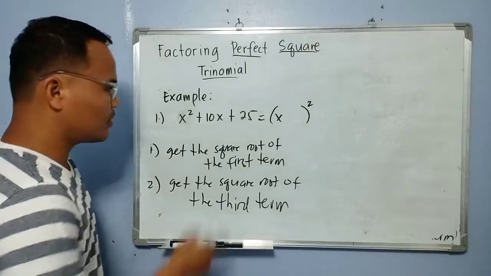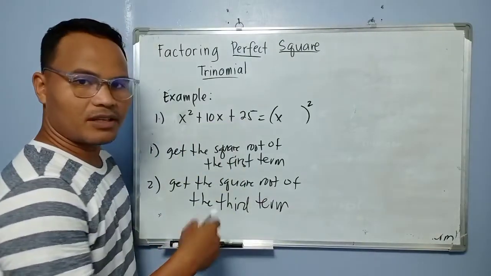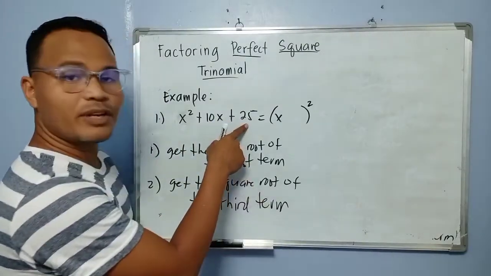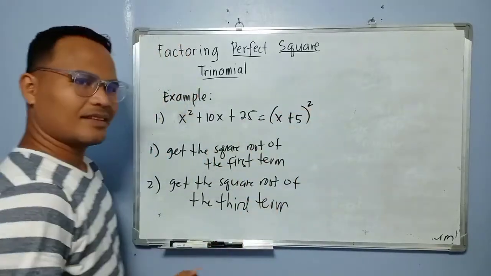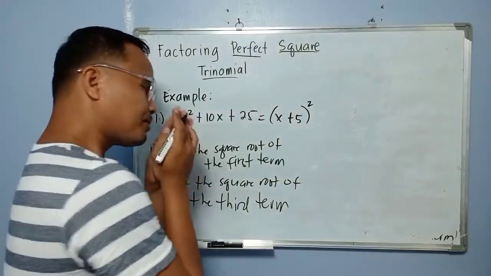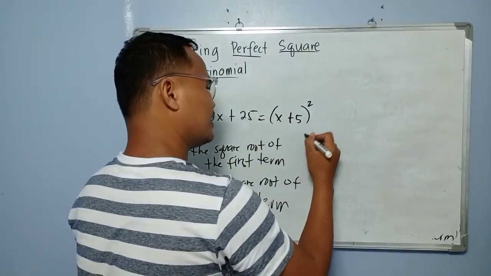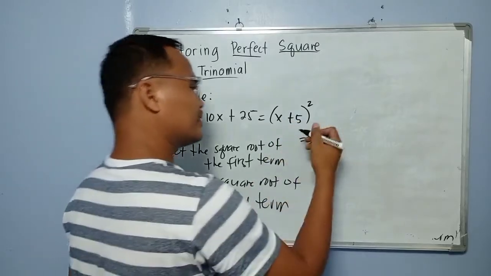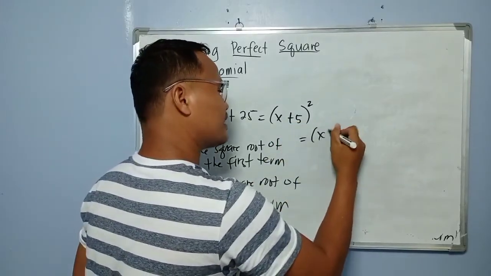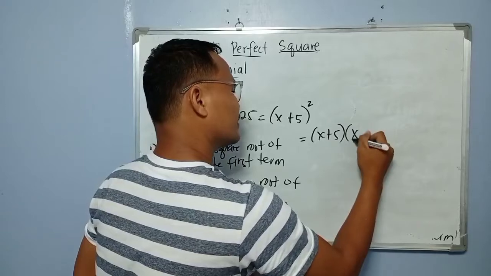Get the square root of the third term. The third term is 25. Square root of 25 is positive 5. Square of binomial. Now, a square of binomial could be expressed, rewritten, into x plus 5.